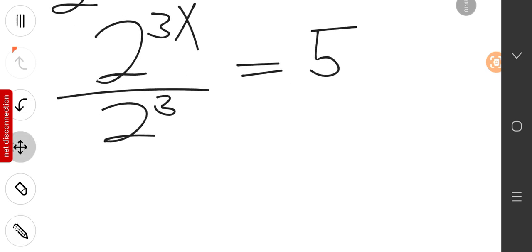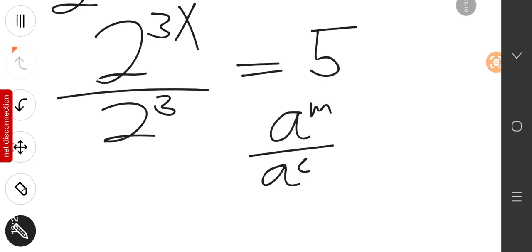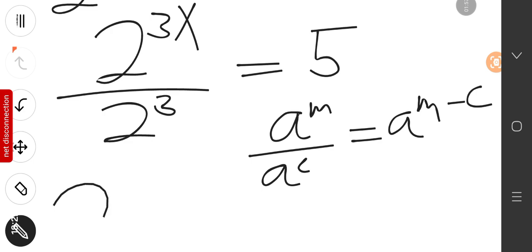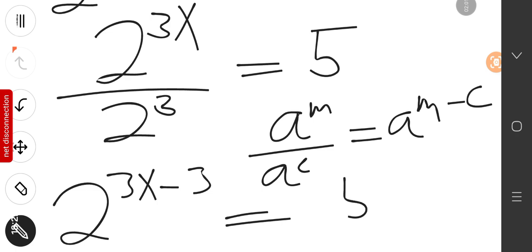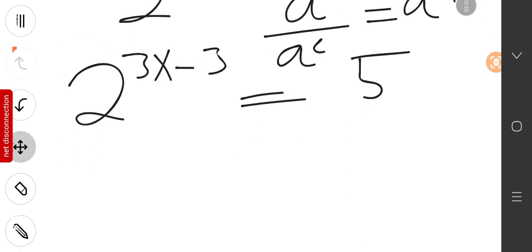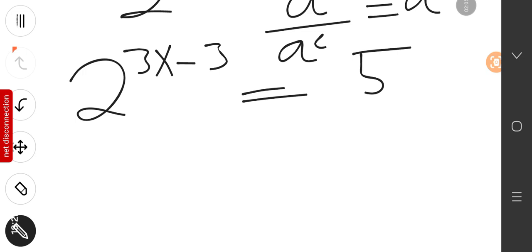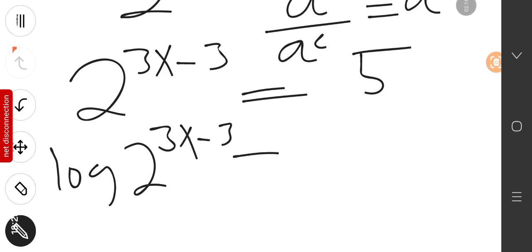Now let's apply the quotient rule here. So we say a^m over a^c should give us a^(m-c). So our equation becomes 2^(3x-3) equals 5. Now let's introduce logarithms here, since this base and this base are not the same. So we say log of 2^(3x-3) equals log 5.